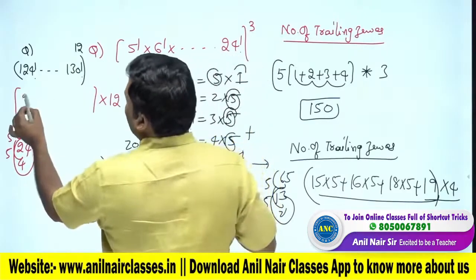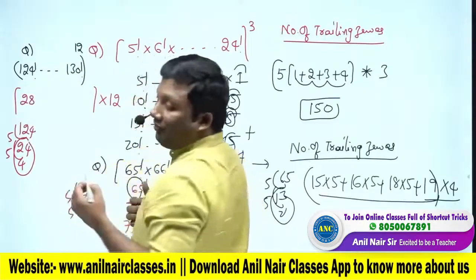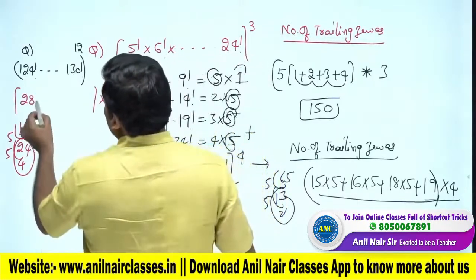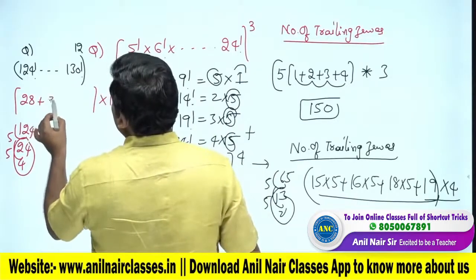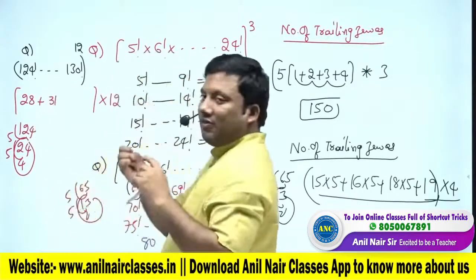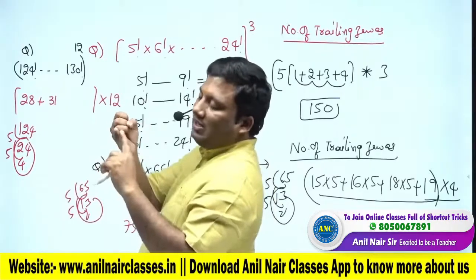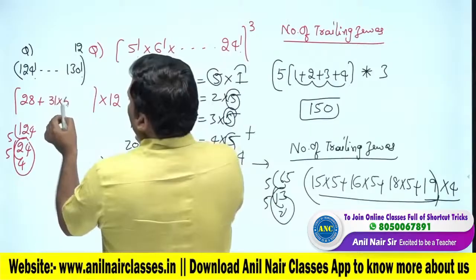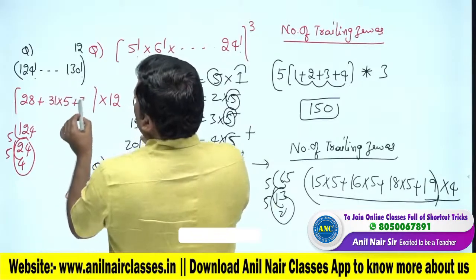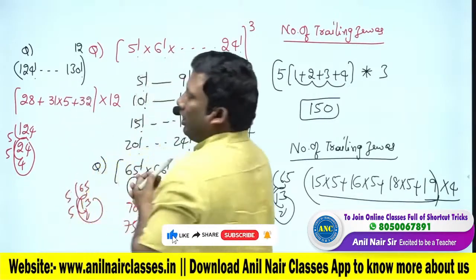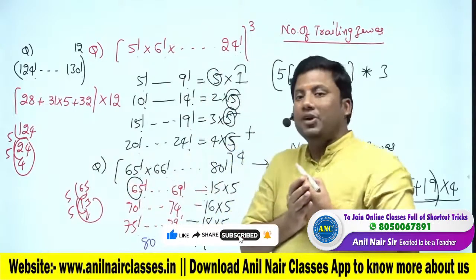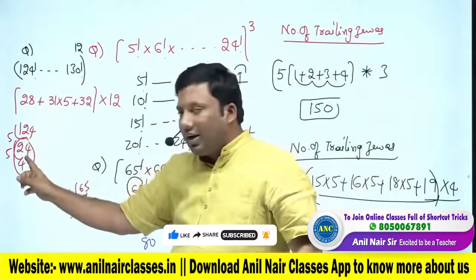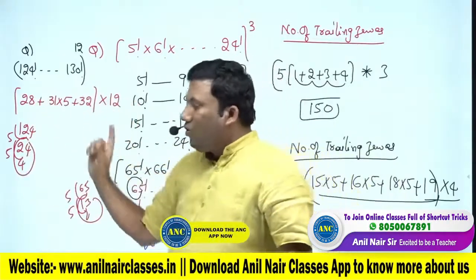First, 28 I will get. For 125, 125 is 5 cube, so an extra 3 will come. That means 31. How many numbers will come? 125, 126, 127, 128, 129, so into 5. Plus 1 more will come, 32. I hope this answer is clear. Is the answer clear? For 124 factorial, I will get 28 zeros at the end.